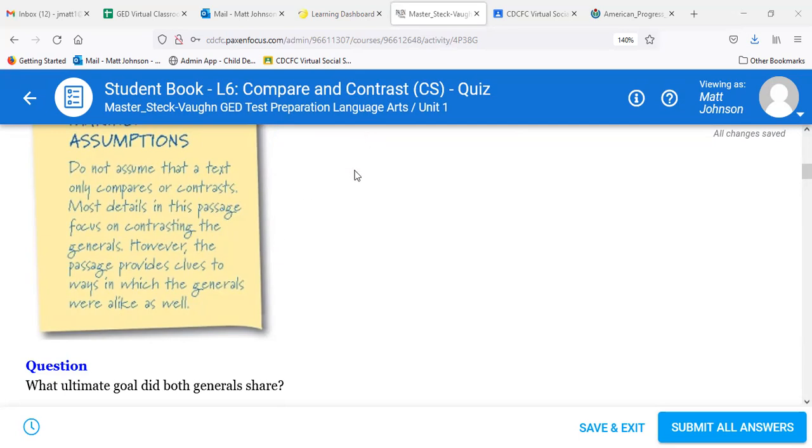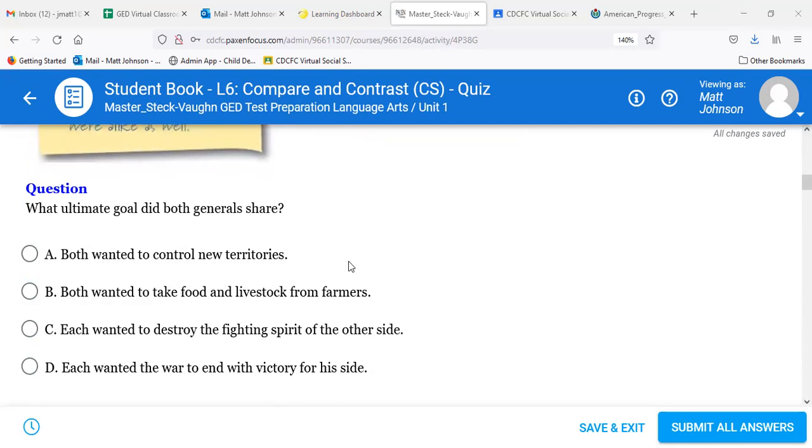So leading into that, our first question here, what ultimate goal did both generals share? Was it A, both wanted to control new territory, B, both wanted to take food and livestock from farmers, C, each wanted to destroy the fighting spirit of the other side, or D, each wanted the war to end with victory for his side? Anybody taking a stab at this one?